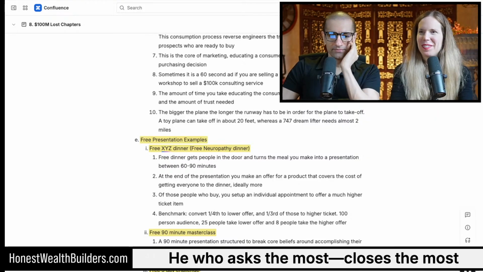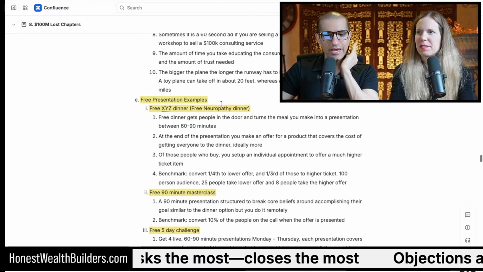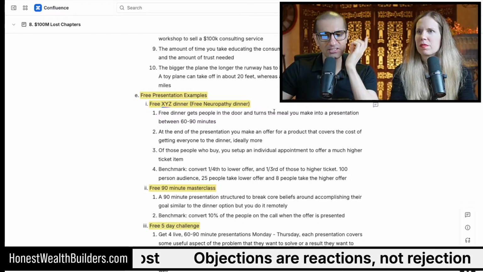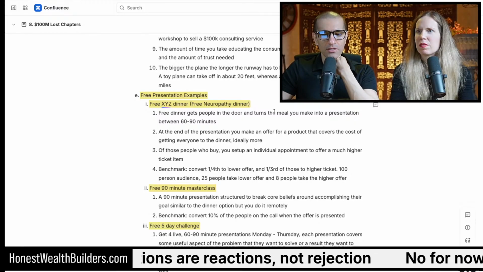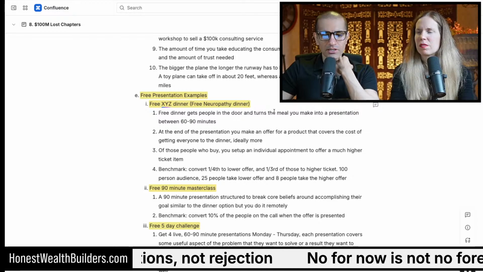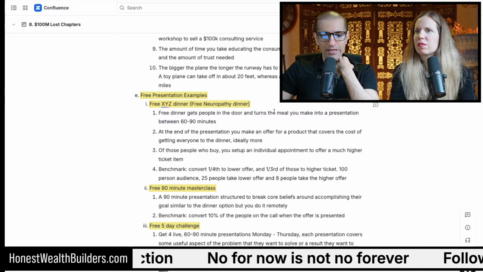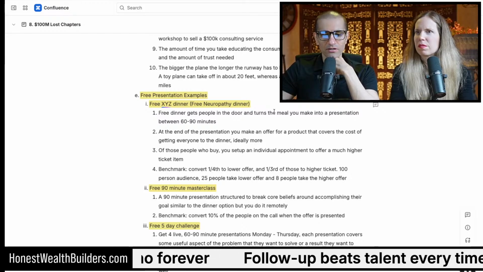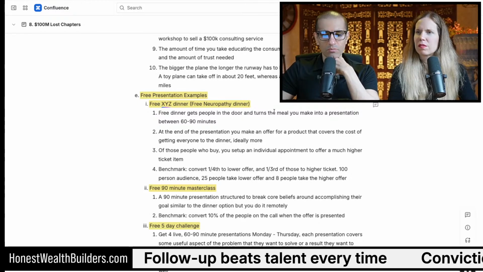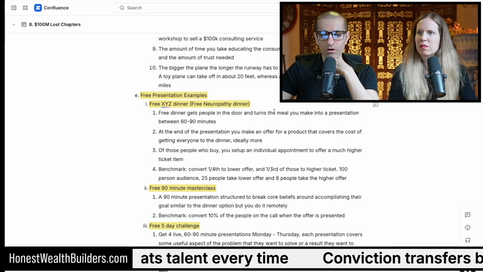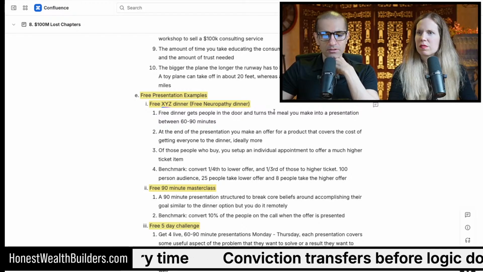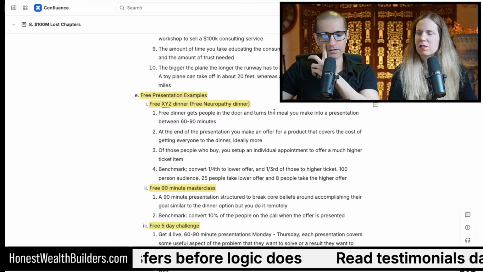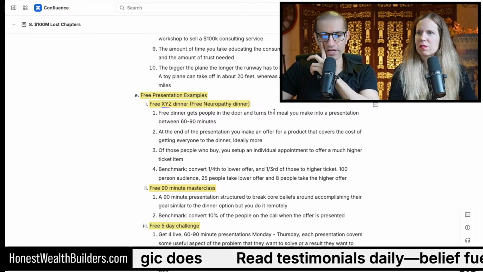Interesting tangent. Free presentation examples. Free XYZ dinner, like a free neuropathy dinner or free land strategy dinner. A free dinner gets people in the door, and you turn the meal into a presentation of 60 to 90 minutes. At the end of the presentation, you make an offer for a product that covers the cost of getting everyone to the dinner, ideally more. Of those people who buy, you set up an individual appointment to offer a much higher ticket item. Benchmark: convert 1/4 to the lower offer and 1/3 of those to the higher ticket. With 100 in the audience, 25 people take the lower offer, and 8 people take the higher offer.